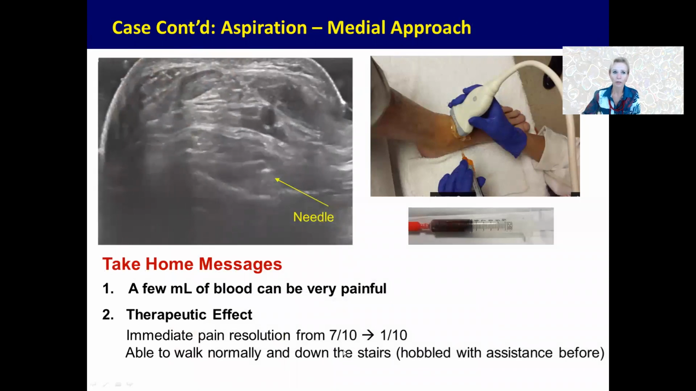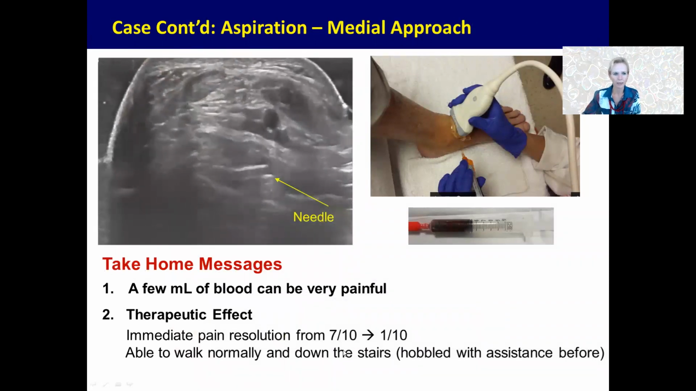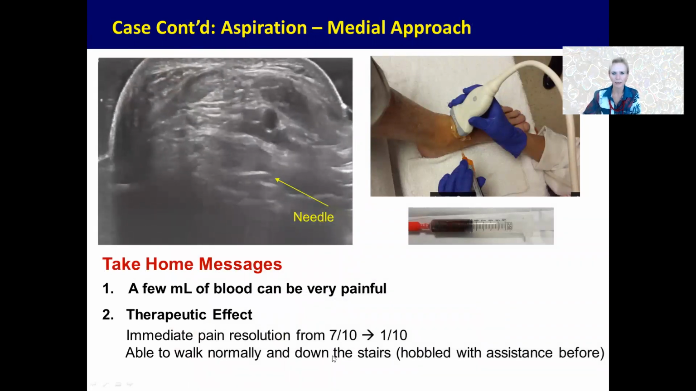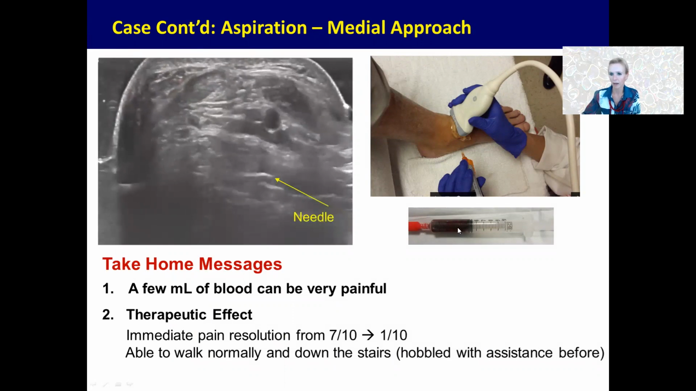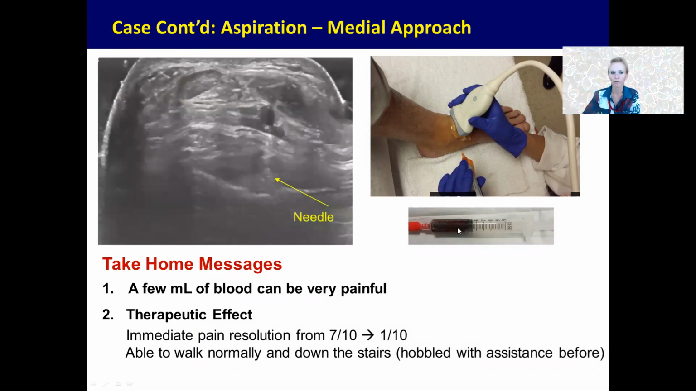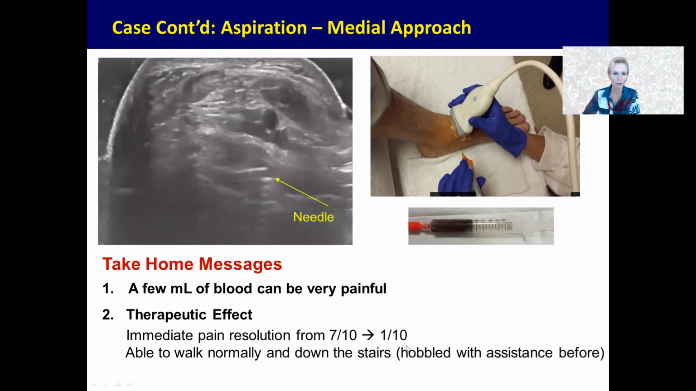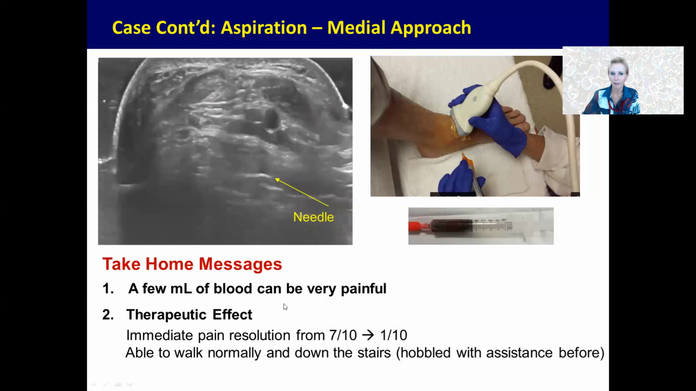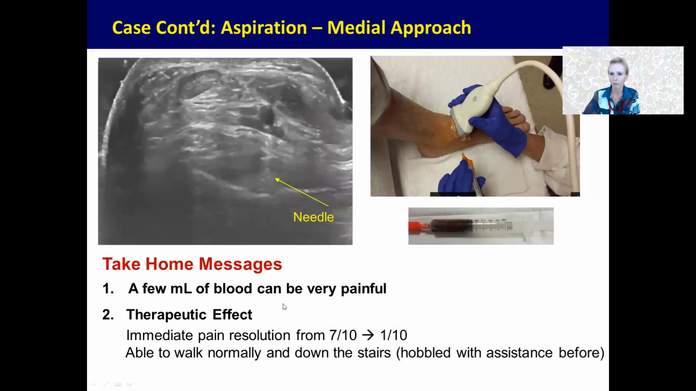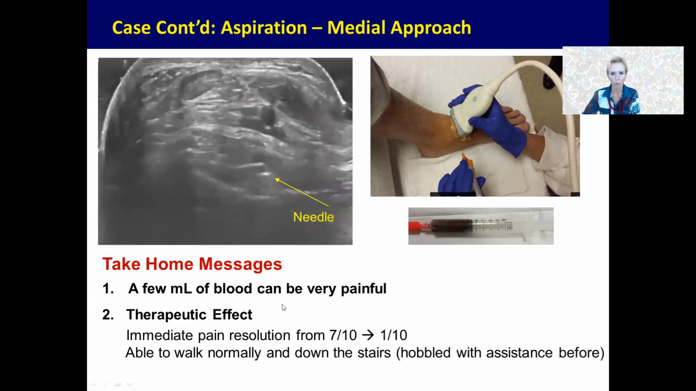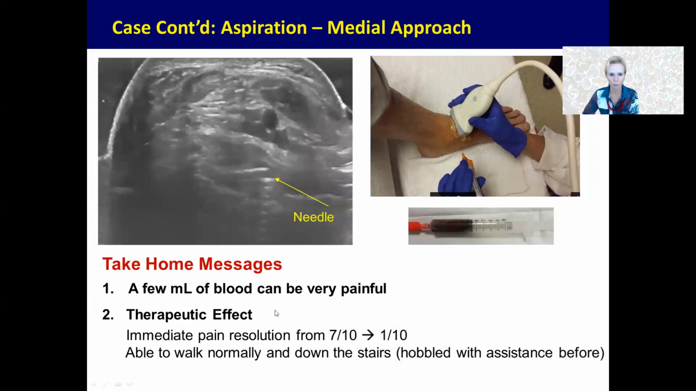So then we continue to aspiration. We take a medial approach, and the take-home message is here we only aspirated 5 milliliters, but with a post-ultrasound scan, which is not shown here, the joint was tapped dry, and saying that a few milliliters of blood can be extremely painful. It doesn't always have to be a big ballooning joint.